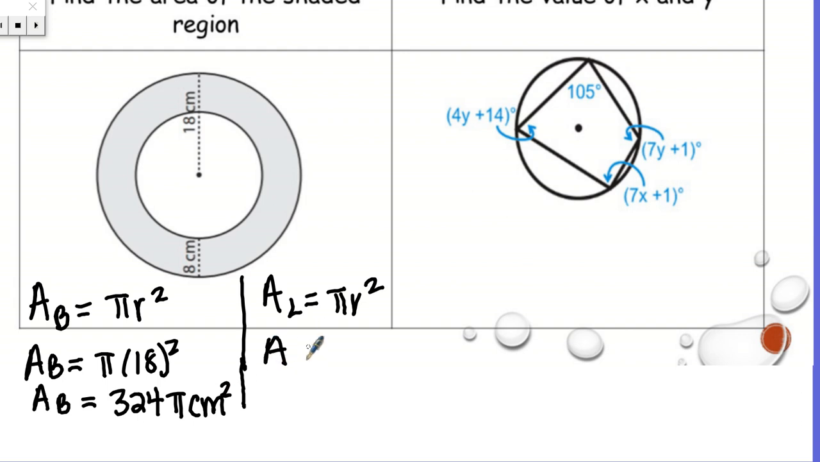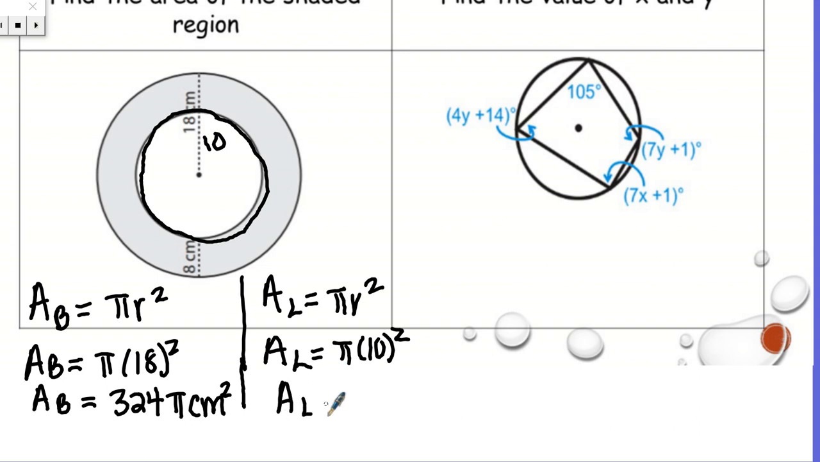So for the area of the little circle, if this whole thing is 18 and this little piece out here is 8, that means the radius of this small circle right here is 10. I'll just subtract 8 from 18 to see what this piece is. So I get 10 squared, so the area of the little circle is 100 pi.